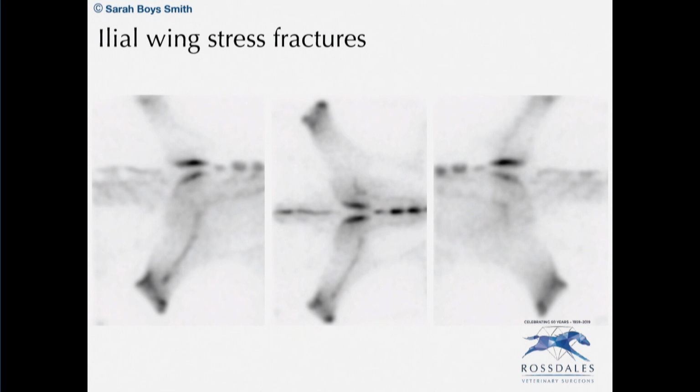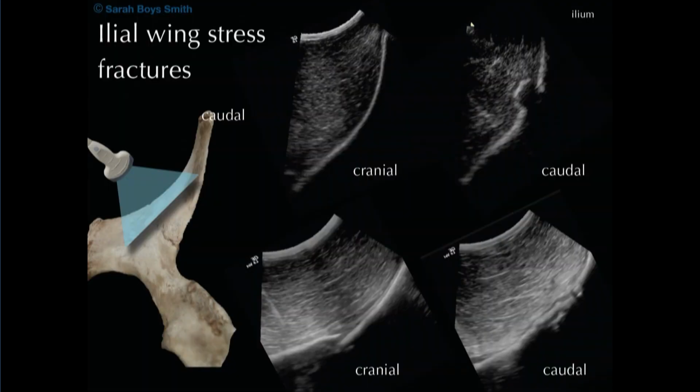So as I alluded to earlier, ilial stress fractures generally start on the caudal margin. So this is one horse here, and we can see that we've got an obvious defect in the caudal aspect of that ilial wing. If we move cranially, it's completely normal. And again, in this horse, we can see that it's more advanced, more chronic looking caudally than in the cranial margin.